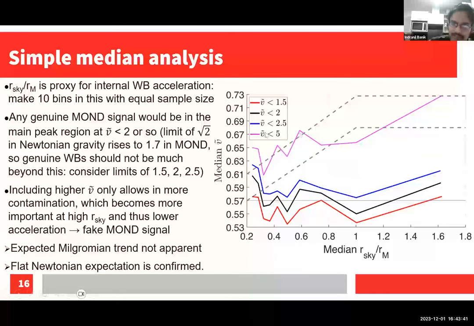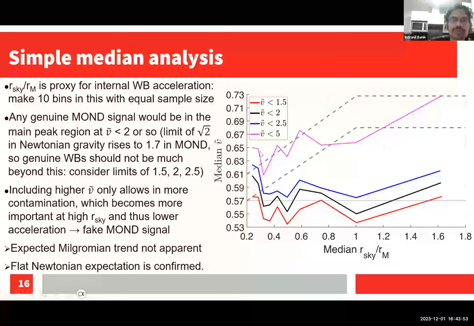You can also see, by the way, that for V tilde less than 5, which is the maximum V tilde in our sample, if you just show the full sample, you get this pink curve, which looks vaguely like MOND. But if that was a real MOND effect, then it would have to arise from a broadening in the main peak of the distribution. And therefore, limiting your V tilde range to V tilde less than 2.5 or 2, you should still have seen the signal. You shouldn't have been able to eliminate it just by removing systems with V tilde greater than 2.5, because systems with V tilde greater than 2.5 are obviously some sort of contamination.